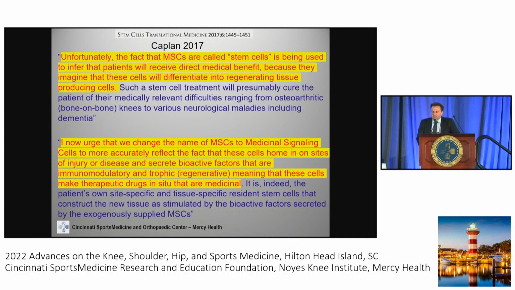However, he states in this manuscript that unfortunately the fact that mesenchymal stem cells are called stem cells is being used to infer that patients will receive direct medical benefit because they imagine these cells will actually differentiate and regenerate tissue, which is entirely not the case. And so as a result, he really stressed the importance of changing the name to medicinal signaling cells because these cells actually operate by cellular signaling via bioactive factor secretion and immunomodulatory effects.